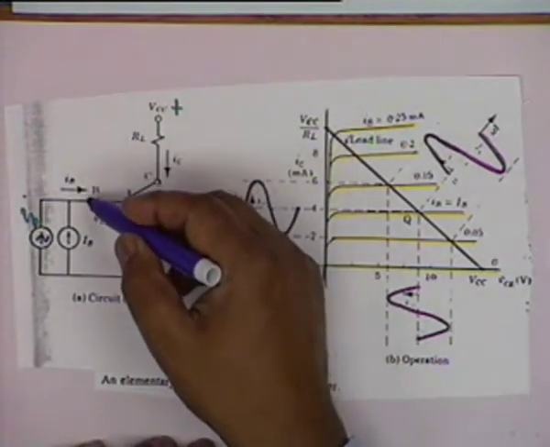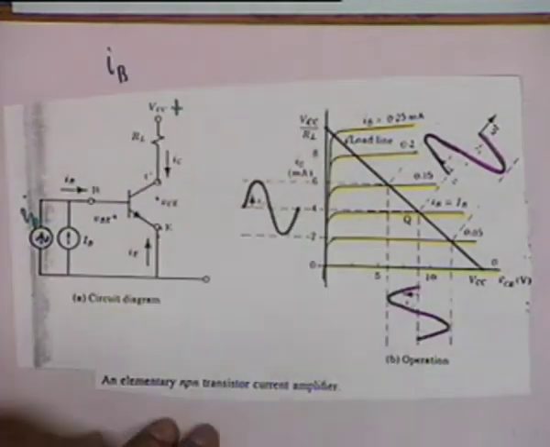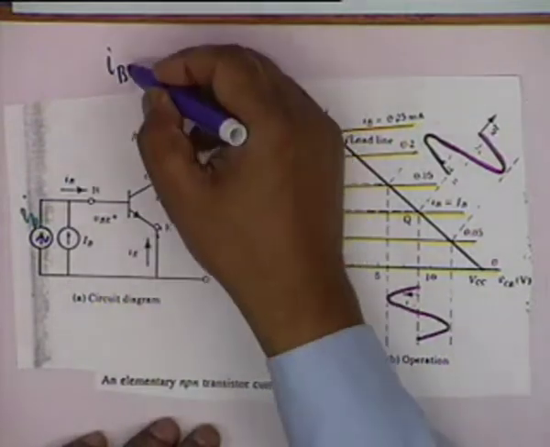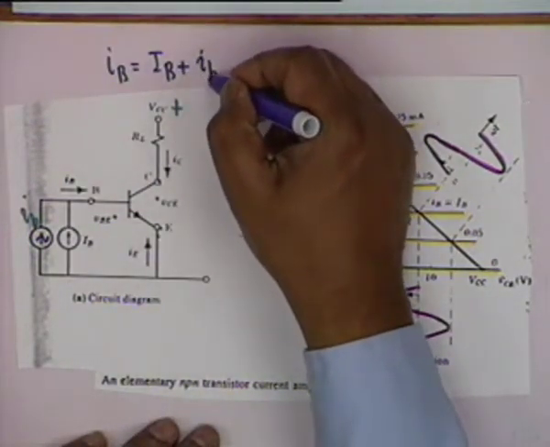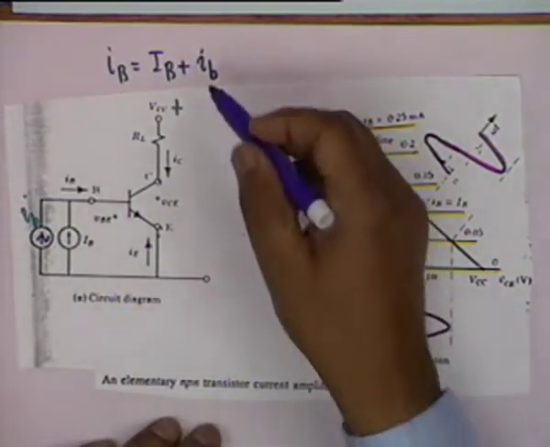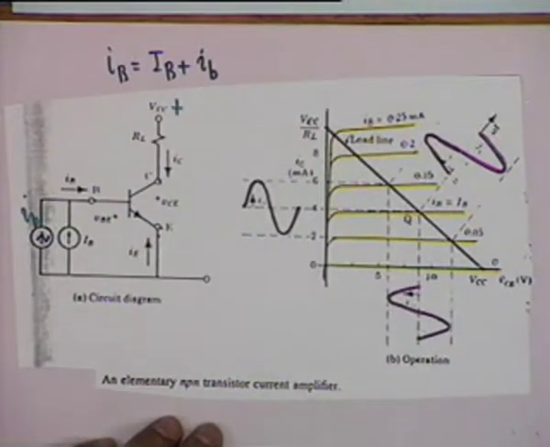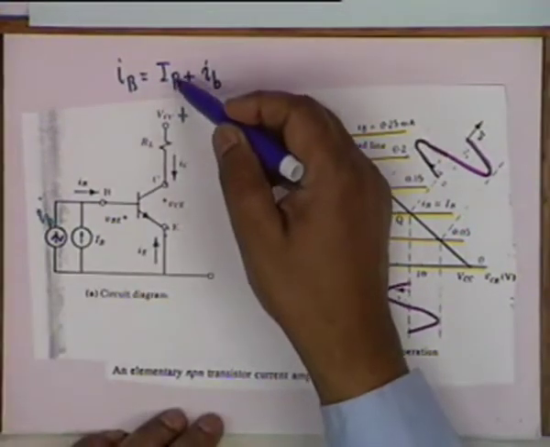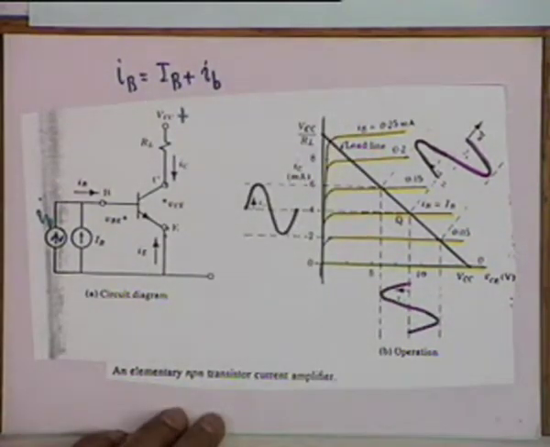And therefore, the total current I sub capital B, total current, shall be the sum of the two, that is I sub capital B plus small i sub small b. Small i sub small b is a varying current, this is the signal current, whereas this is a steady current I sub B established by some battery and some resistances, as you will see later.